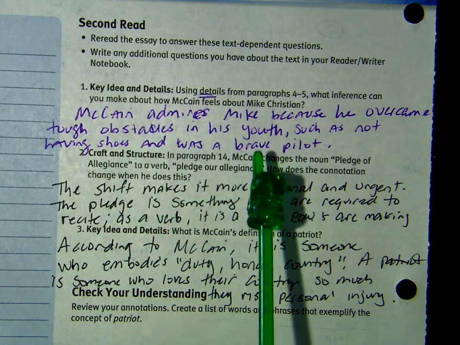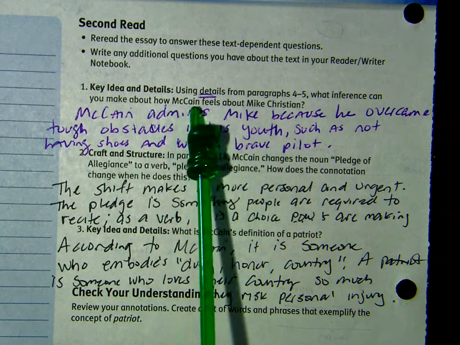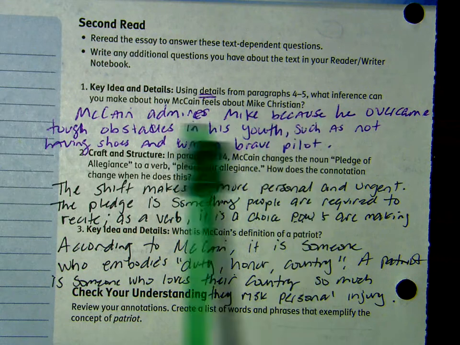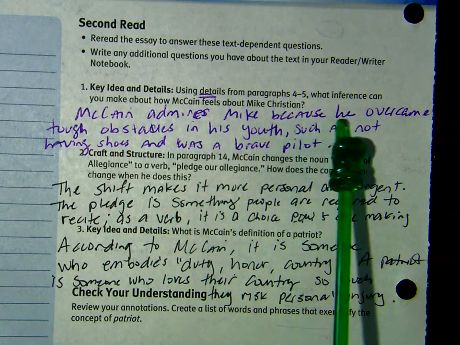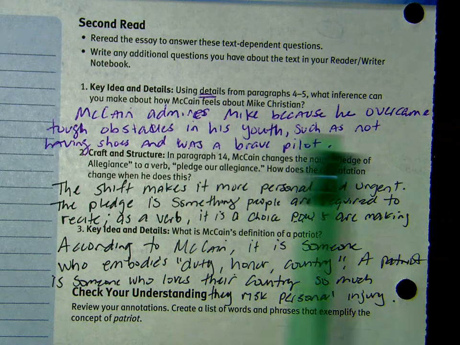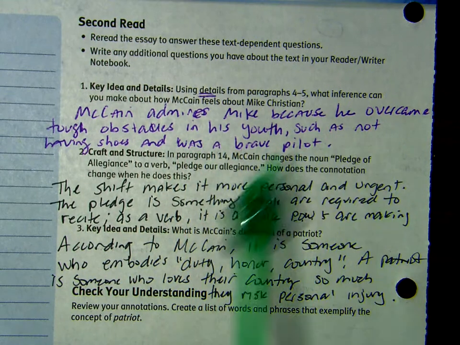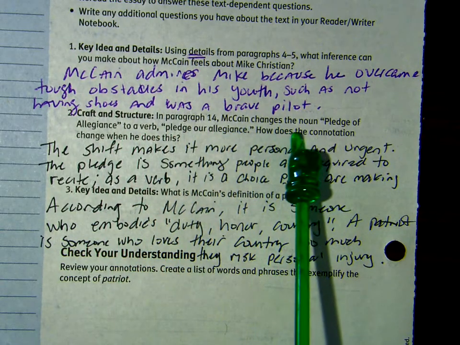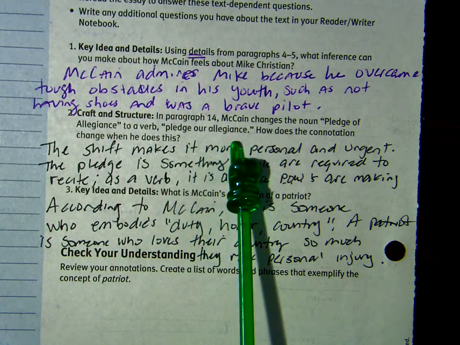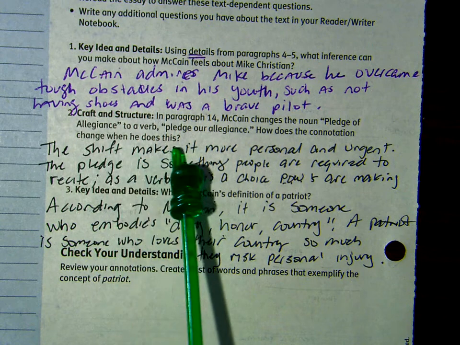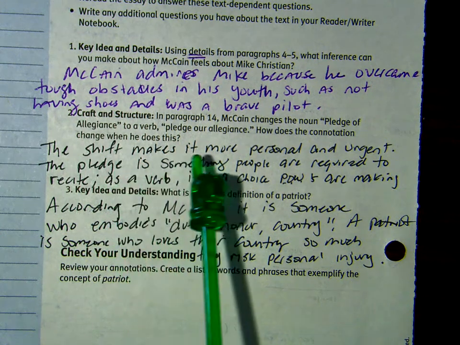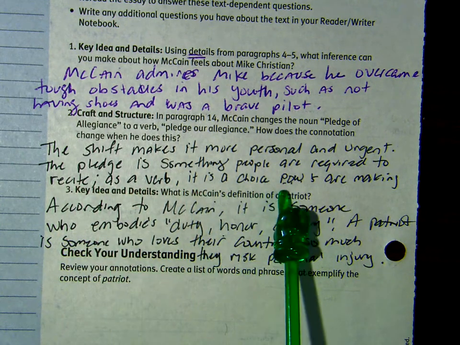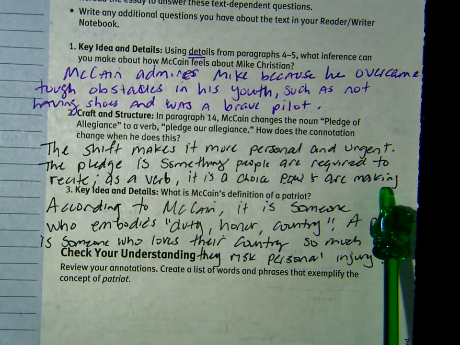So for example, number 1 says, using details from paragraphs 4 to 5, what inference can you make about how McCain feels about Mike Christian? And we say, McCain admires Mike because he overcame tough obstacles in his youth, such as not having shoes, and was a brave pilot. And question 2 says, in paragraph 14, McCain changes the noun pledge of allegiance to a verb, pledge our allegiance. How does the connotation change when he does this? And we say, the shift makes it more personal and urgent. The pledge is something people are required to recite. As a verb, it is a choice POWs are making.